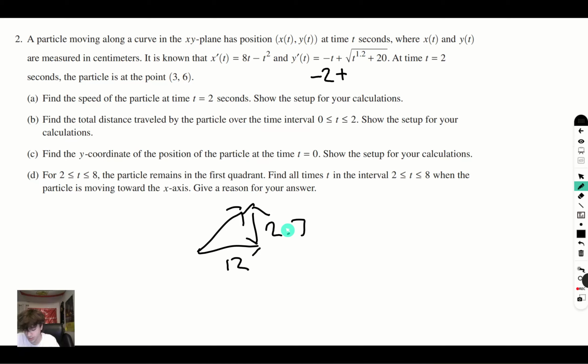7.29, we square 12, 144, we add these together, and then we take the square root of that, which is 151.29, which gives us 12.3. So there you have it. For A, your answer would be 12.3 centimeters per second.